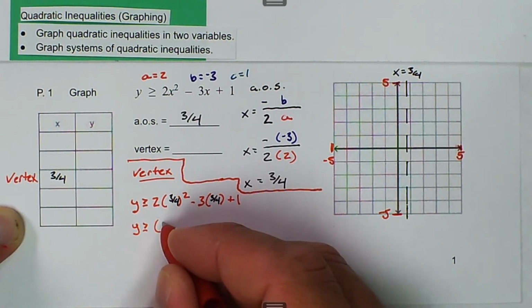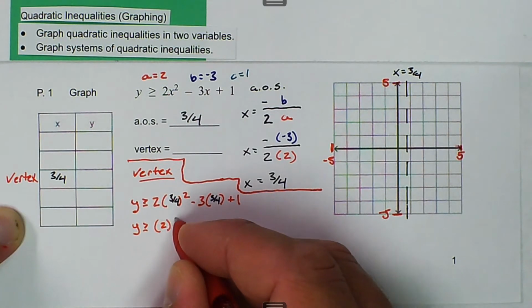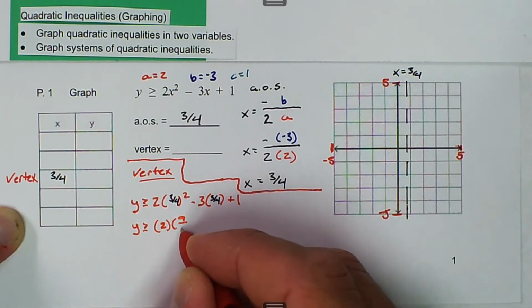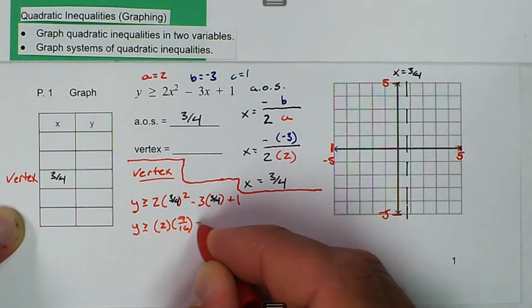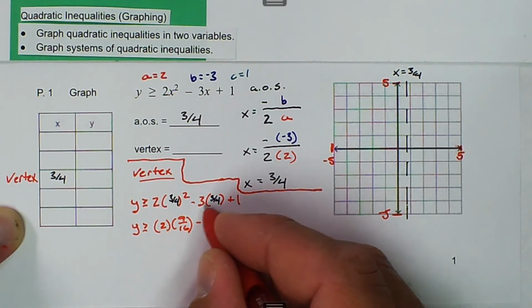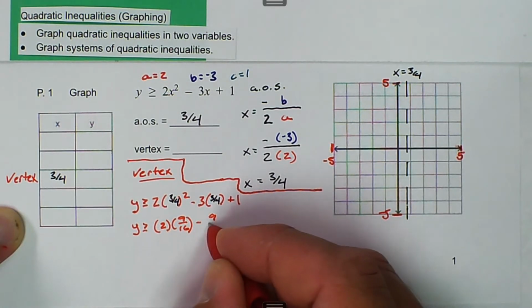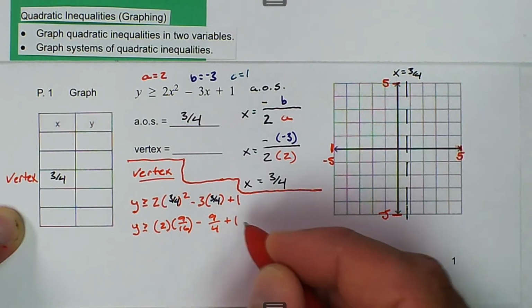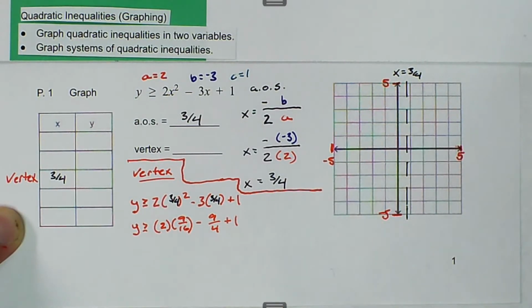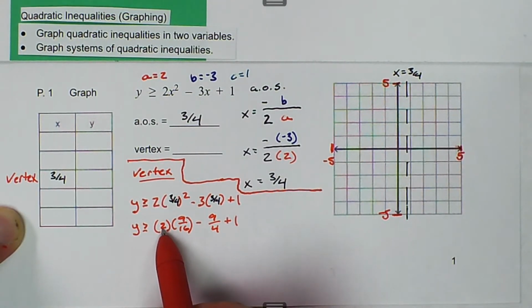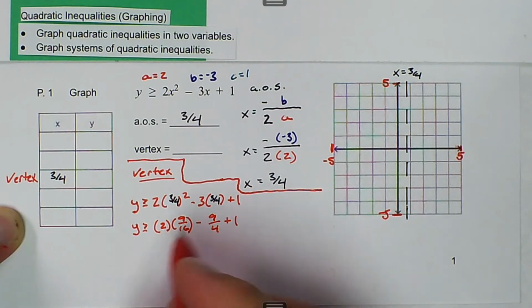Three-quarters squared is 9 over 16, so we have 2 times 9 over 16 minus 9/4 plus 1. We have a 2 in the numerator, and we can divide 2 out of the denominator, so these cancel. You're left with 9 over 8.